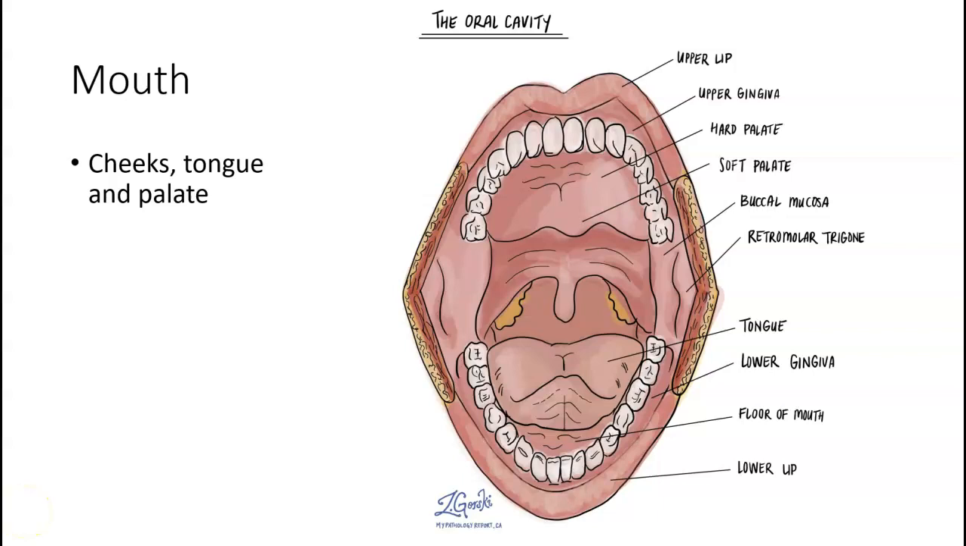Underneath your tongue, you can feel that connective piece of tissue that tethers the tongue to the floor of the mouth, and that's called the lingual frenulum. The gingiva then refers to your gums. So you have the upper gingiva and then you have the lower gingiva.